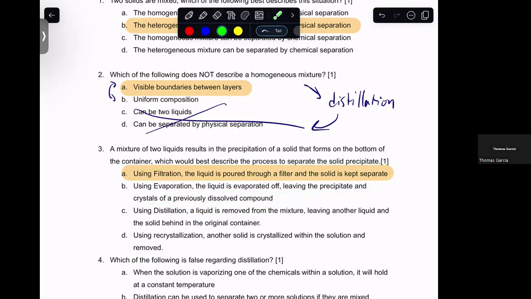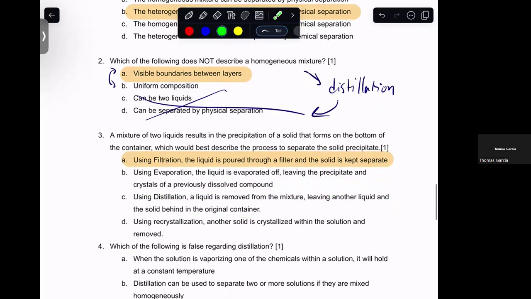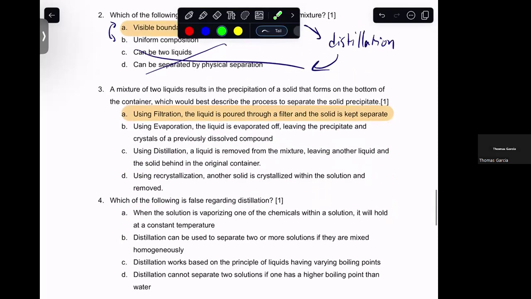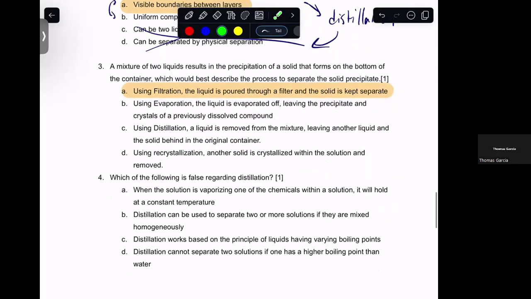Distillation is for liquid-liquid. It would also leave some dissolved solid possibly. And then recrystallization is not for necessarily separating, but it's technically purification as well. So anyways, filtration is solid from liquid.